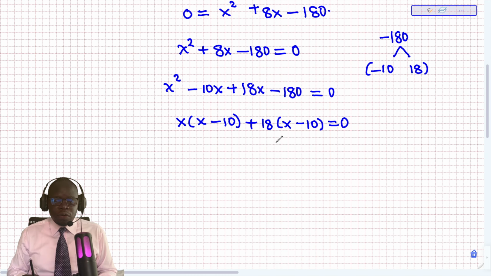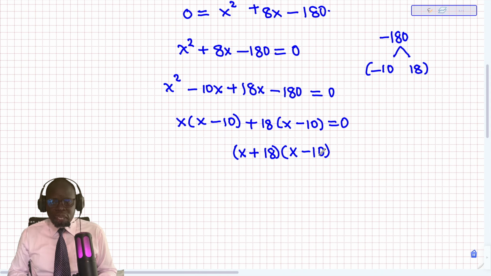So let's collect the coefficients to form one of the factors, that is x plus 18, and we pick one of these brackets. Of course, they are identical. So we have x minus 10, and this is 0.